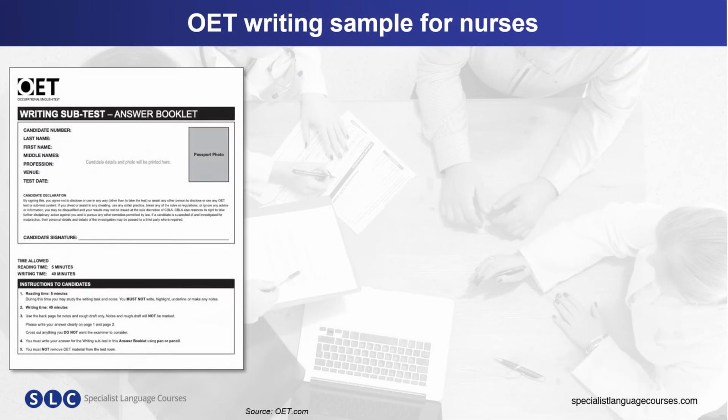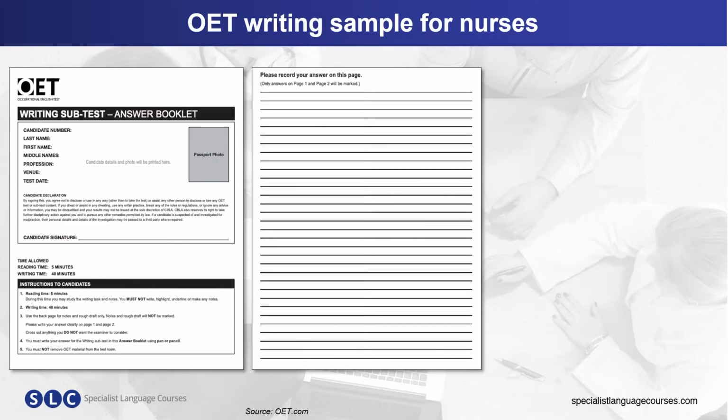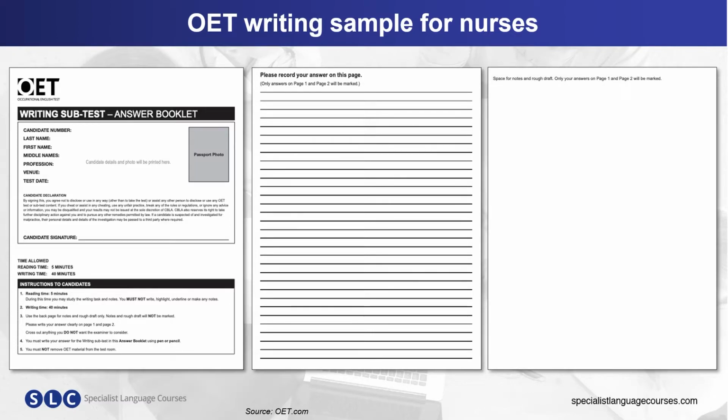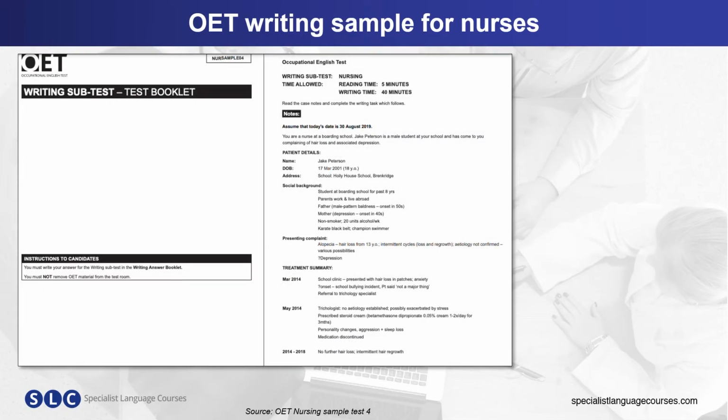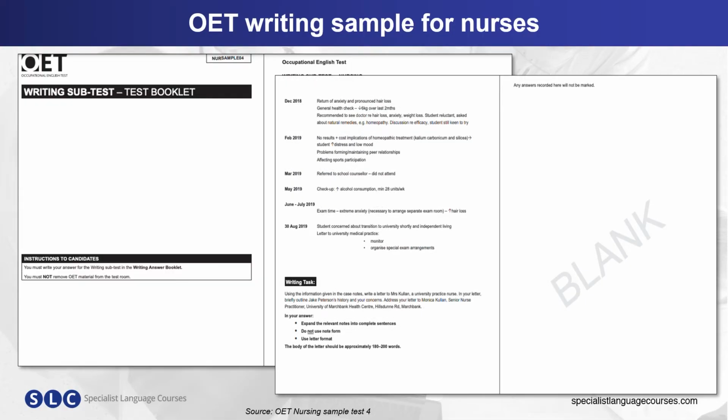You will be given an answer booklet which looks like this. You have 2 sheets of line paper to write your letter on and 1 sheet of blank paper which will not be marked, so you can use this for planning and notes. You will also be given a test booklet which contains the case notes and another blank page which will not be marked and can be used for notes.